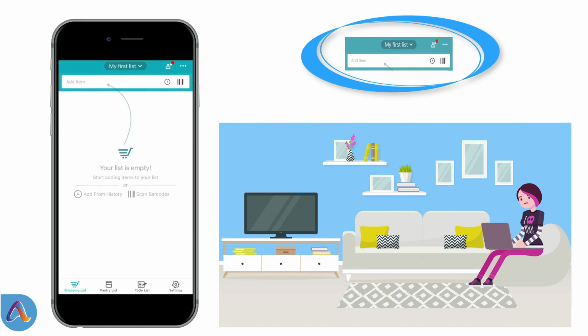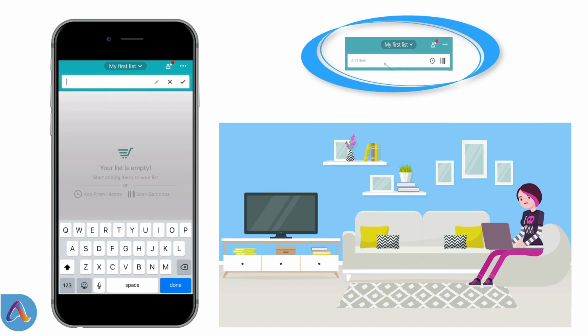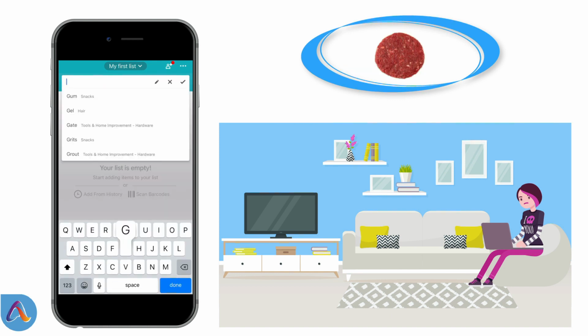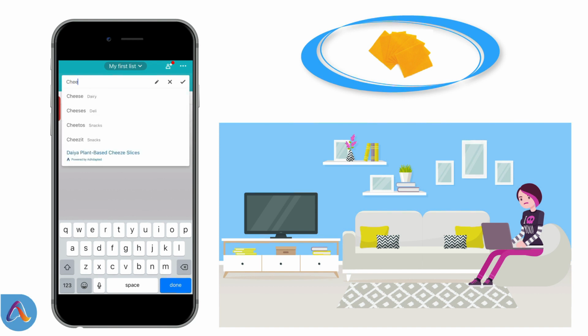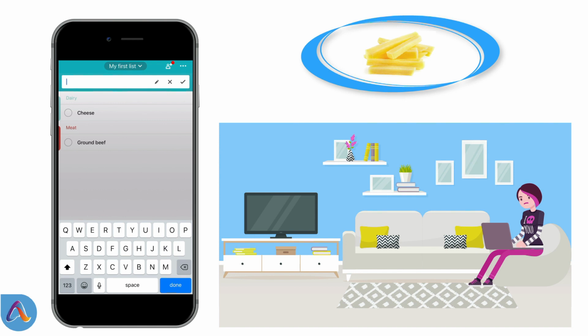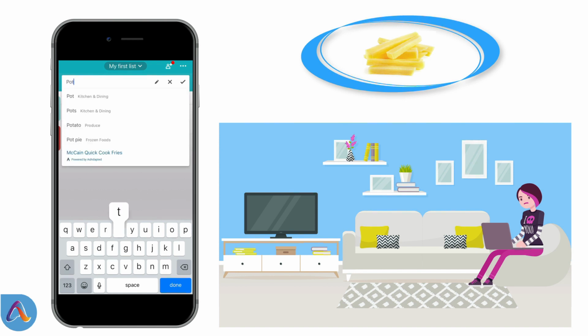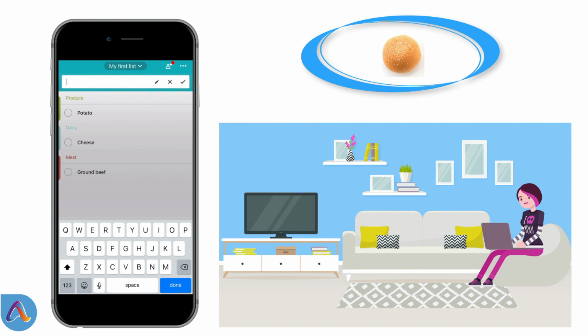Let us create a shopping list. Add ground beef. Add cheese. Add potato. Add hamburger bun.